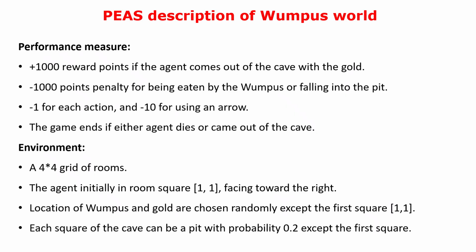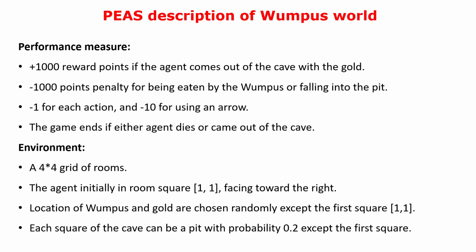So once the game ends, either the agent dies or comes out of the cave, you will be receiving point rewards of either 1000, -1000, -10, or -1 for each scenario. Next, the environment is often the second term of the PEAS framework.